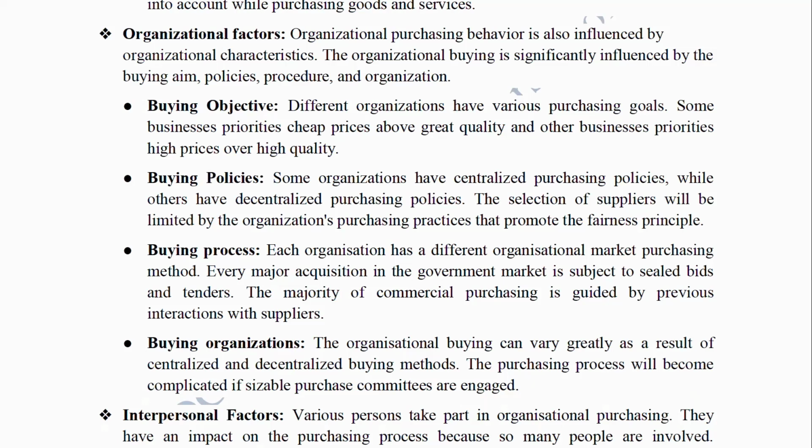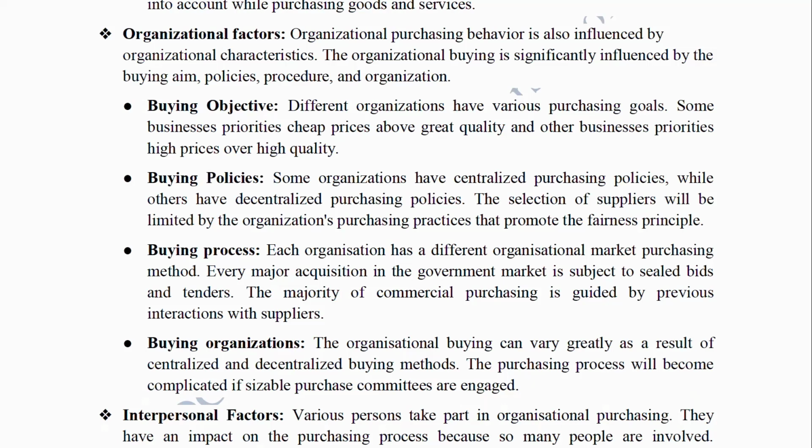Buying process: each organization has a different organizational market purchasing method. Every major acquisition in the government market is subject to sealed bids and tenders. The majority of commercial purchasing is guided by previous interactions with suppliers.